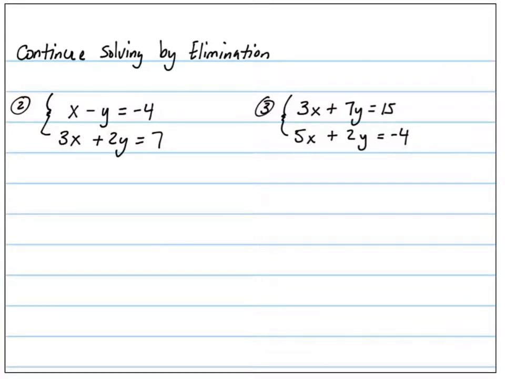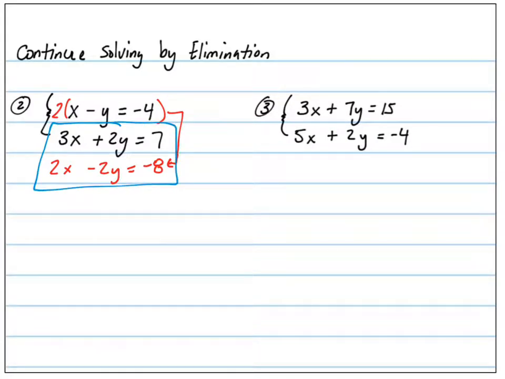The first one we should notice here does not have the same coefficient in both sets of variables, so nothing really cancels out to start with. But if I multiply this top equation by 2, I can change my equation, so now it's 2x minus 2y equals negative 8. Now I can eliminate using these two equations. I've changed the top equation to an equivalent form, and now I can eliminate. So I'm going to add straight down here. I've got 5x. This becomes 0 equals negative 1. I'll divide by 5. X equals negative 1/5.